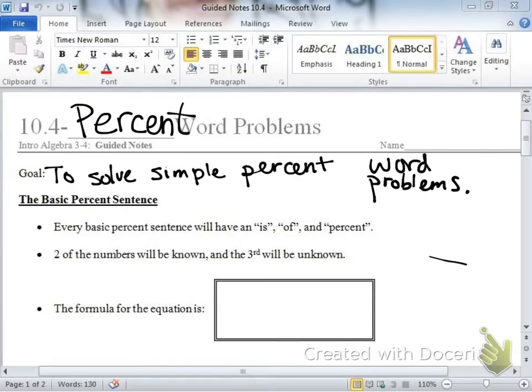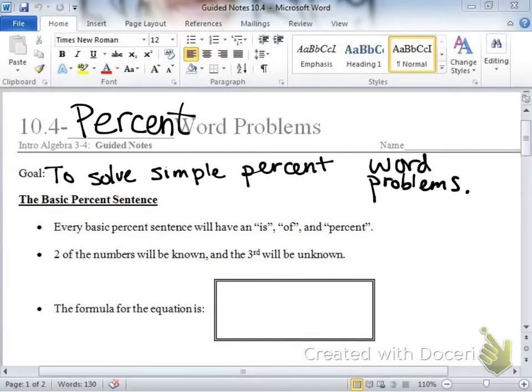So today, 10.4 word problems. This involves a whole lot of cross multiplying. So if you were someone who was fairly confident with 10.2, this shouldn't be too challenging for you. What we're going to do today is read through some simple word problems.